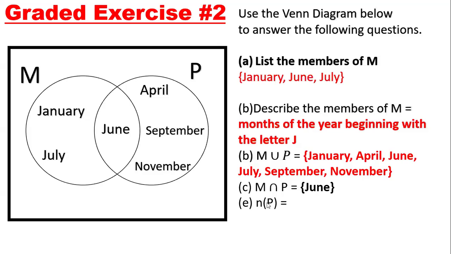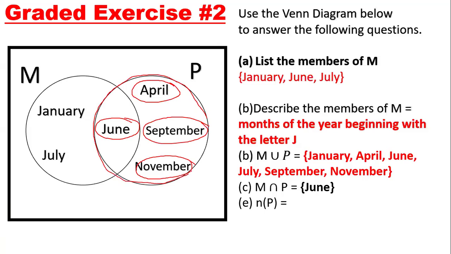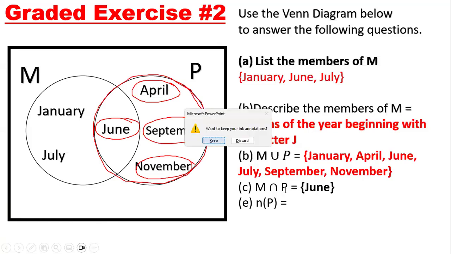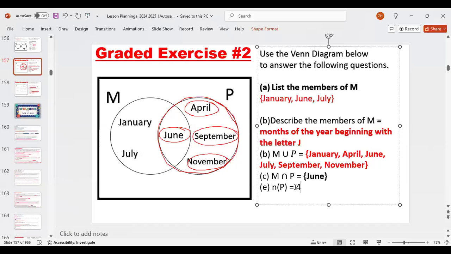So the number of elements in P is going to be what? Well, April is in P. September is in P. What else is in P? November is in P. So when we say P, we're looking at all of the elements inside this circle. Makes sense. And so what is it going to be? It's going to be 4. Do you all understand that? Let me know if you all understand that. Yes, sir. Good.